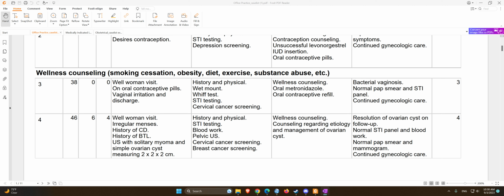The affirm test. Gardnerella, you mean, or no? Yeah, Gardnerella. Sorry, that's what I meant. Yeah.